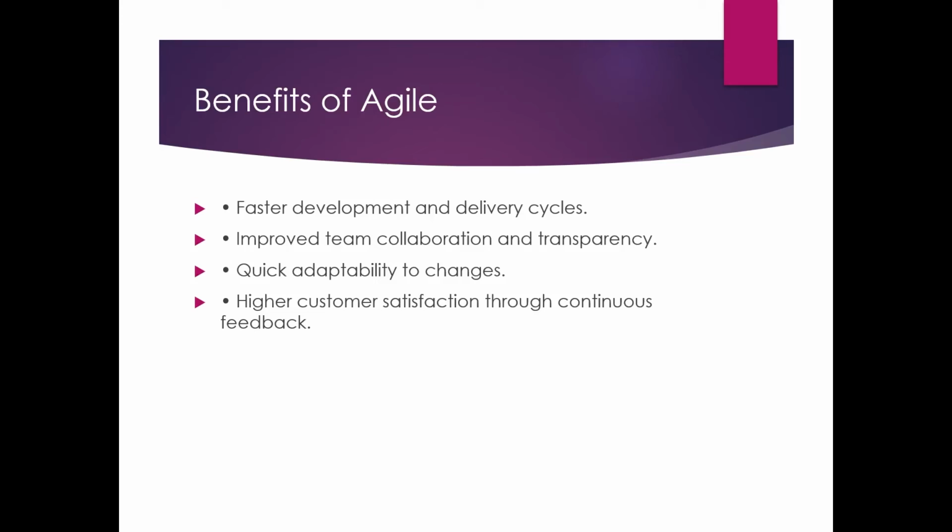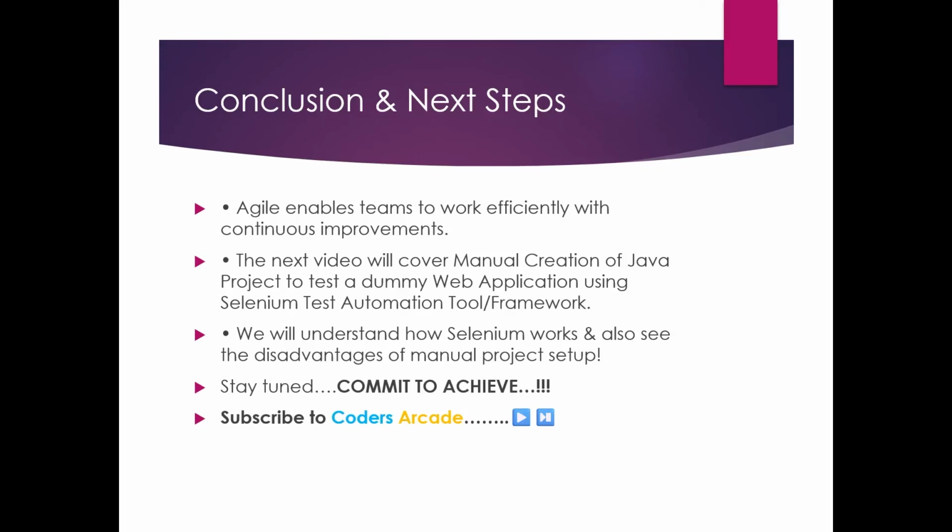This is very important. It was not there in the waterfall model, right? And you can see higher customer satisfaction through continuous feedback. So every single sprint, we are getting feedback from the customer. Okay, it is going fine, it is not going good. All these things we will record, and gradually we will go on and improve those things in the next upcoming sprint. So that really helps a lot in Agile. Okay, got it? So now guys, Agile enables teams to work efficiently with continuous improvements.